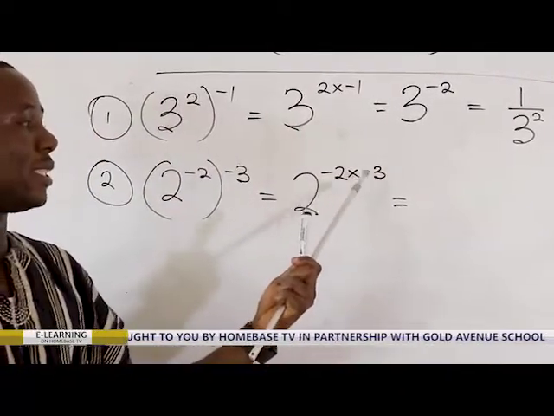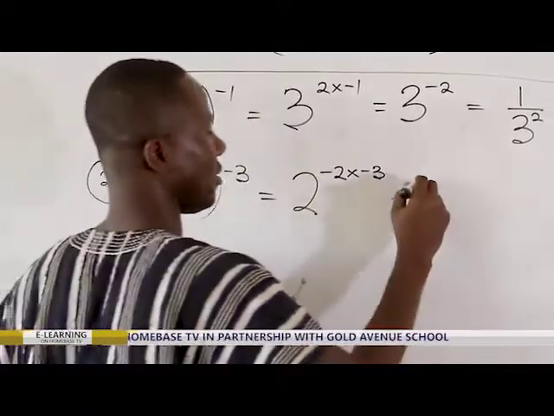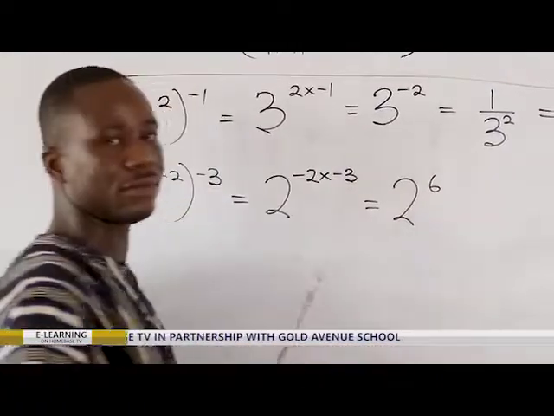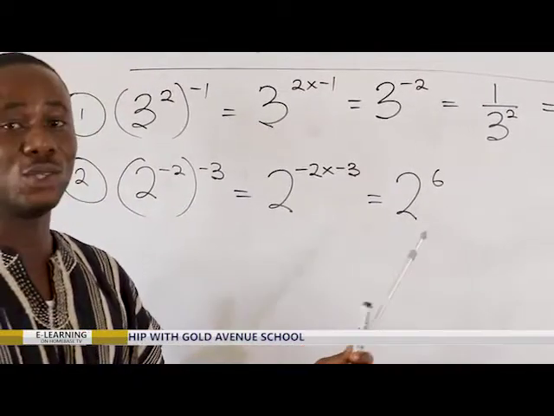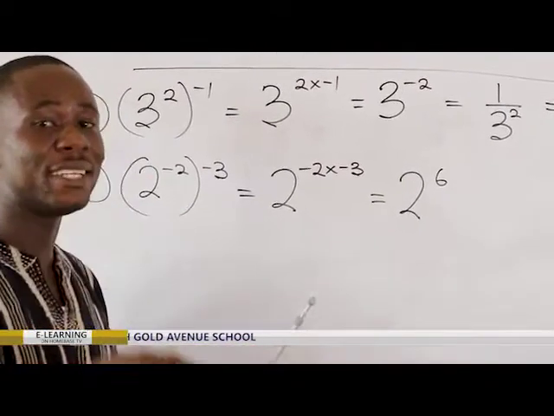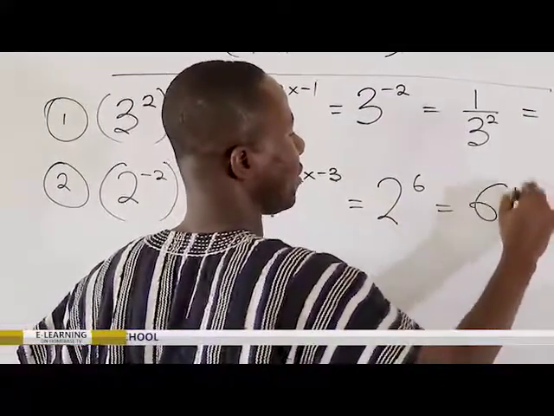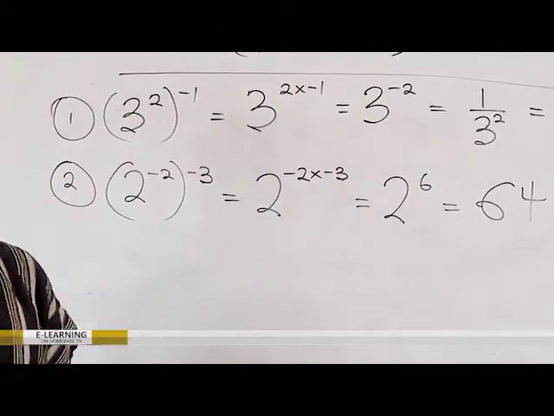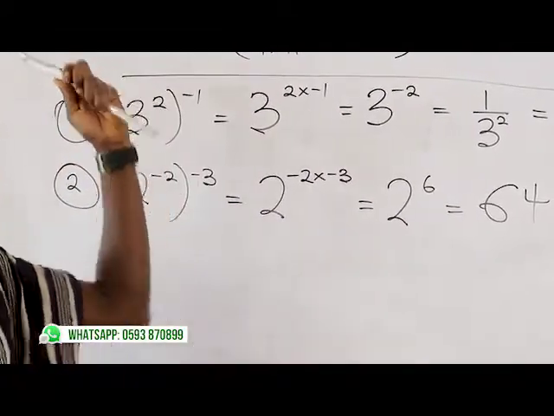Negative 2 times negative 3, that's positive 6. 2 exponent positive 6. 2 multiplied repeatedly 6 times. That is 64. By now you should know. So right from the beginning until now.